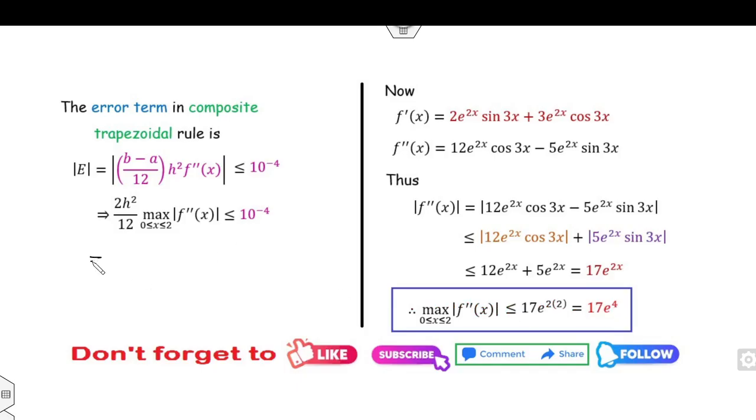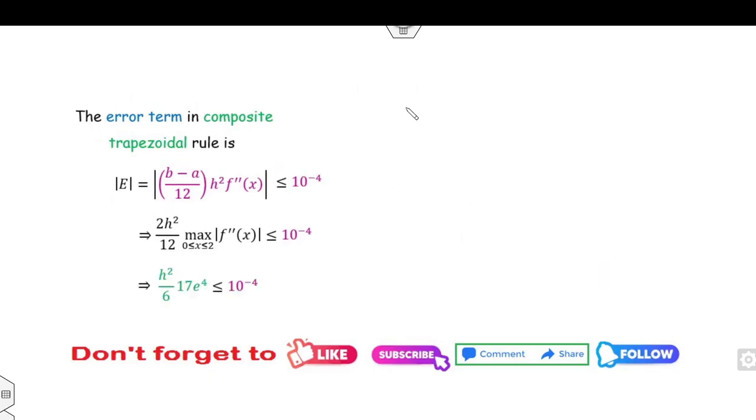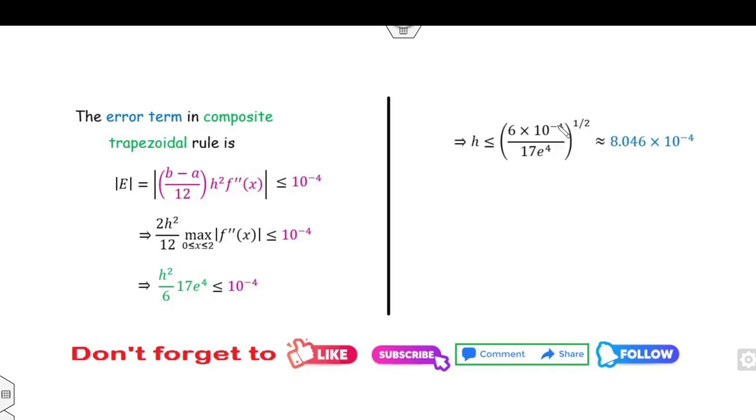I can substitute this value here. It is 2 into h square into 17 is my part. Fine. Now can you find the value of the h from this case? What is the h? h is less than or equal to under root 6 into 10 raised to power minus 4 divided by 17 e raised to power 4. Now you can do this calculation with the help of the calculator. You will get h is approximately 8.046 into 10 raised to power minus 4.